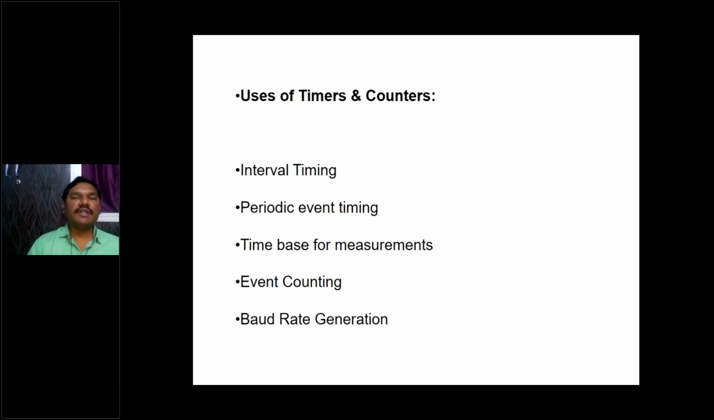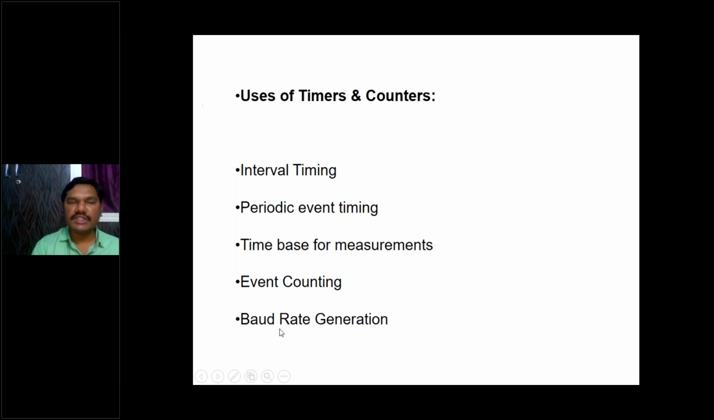What are the uses of timers and counters? Timers and counters are used to count internal timing pulses, periodic event timing, time base for measurements, event counting, and baud rate generation. So these are the different uses of timers and counters. Event monitoring means that if any event occurs externally, it will be counted.